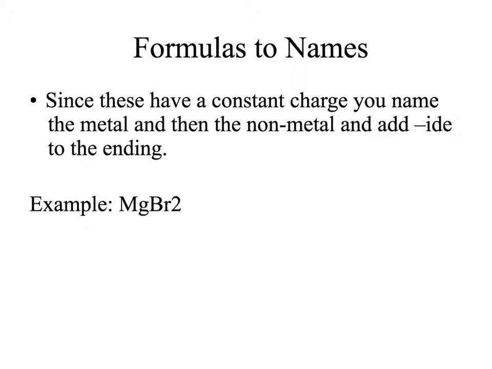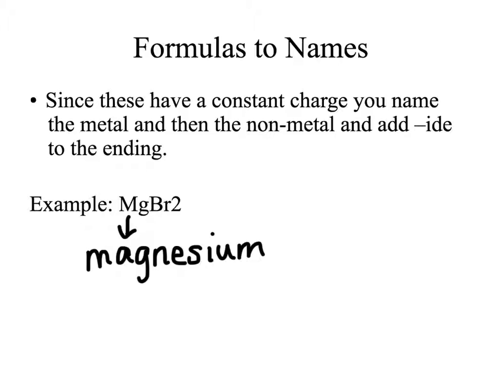Next, we're going to go from formulas to names. So instead of starting with a name, I'm going to start you with a formula. This is magnesium, which is in group 2, so it doesn't have any change in charge. It is not a transition metal, so I don't have to say what the charge is, because we're always going to know that it's +2. The second part is Br, which is bromine. But at the end, we always add IDE. So this would be magnesium bromide.